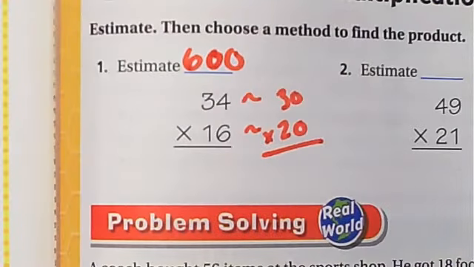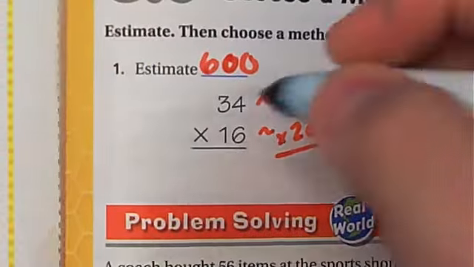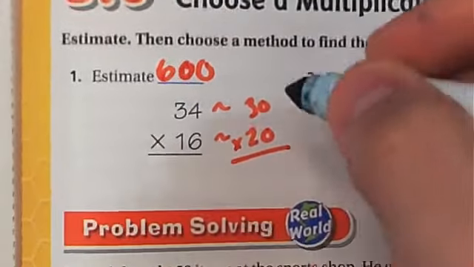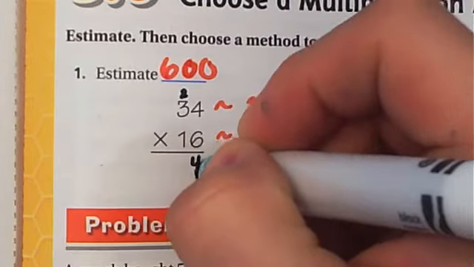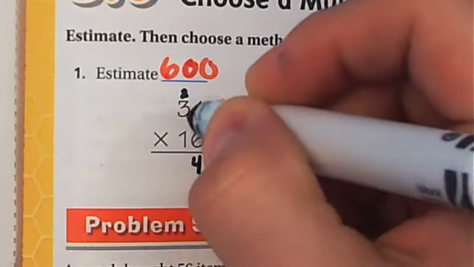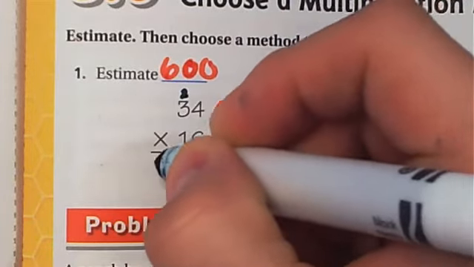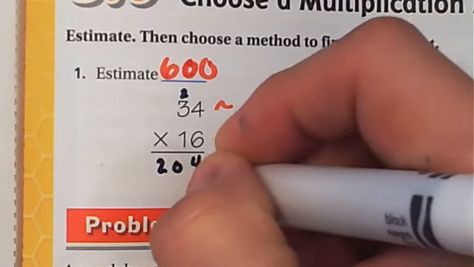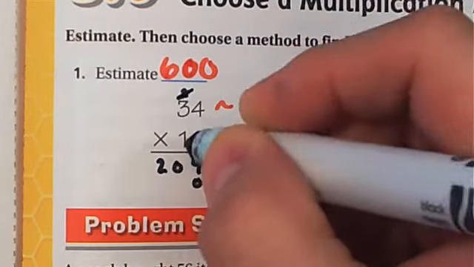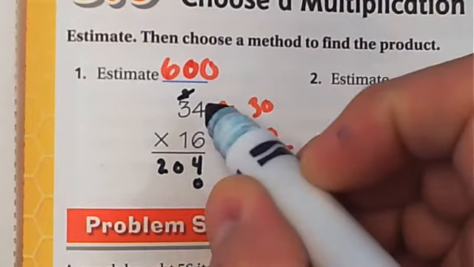Now I'm going to do my standard form here, and I'm going to see if I can use my marker to do this, and we'll see how close we were to that 600. So standard multiplication, that's my number 1 pick, so that's what I'm going to do. 6 times 4 is 24. 6 times 3 is 18, 19, 20. So top row is 204, second row add a 0.